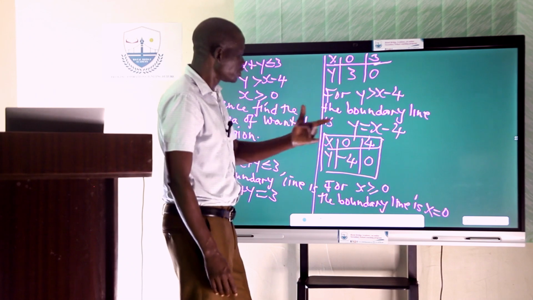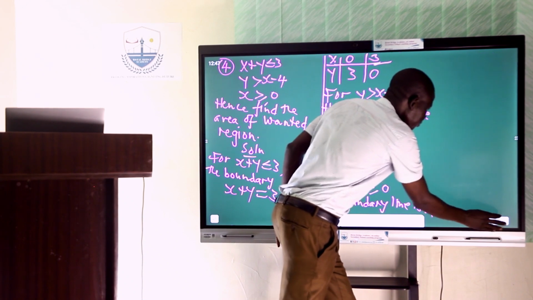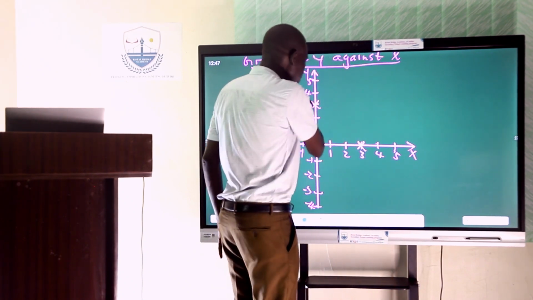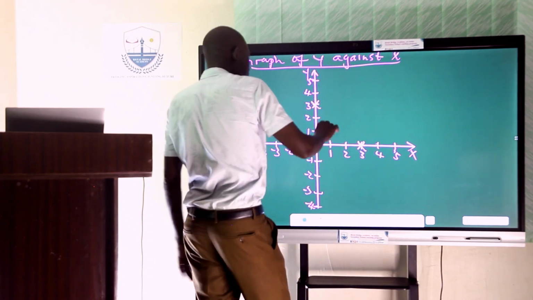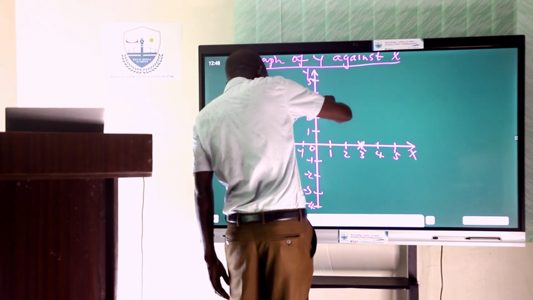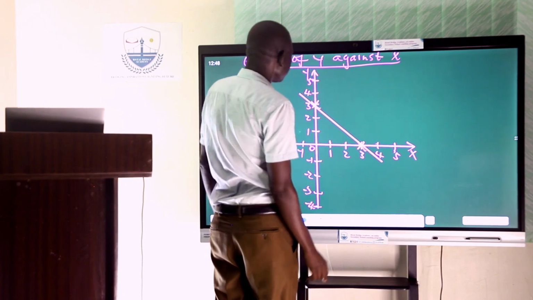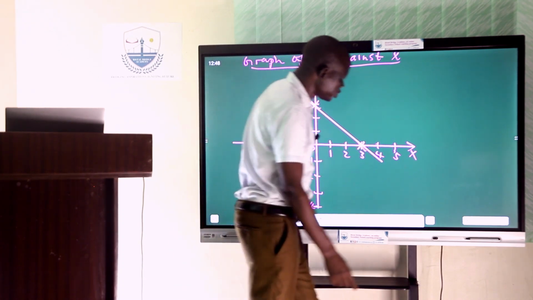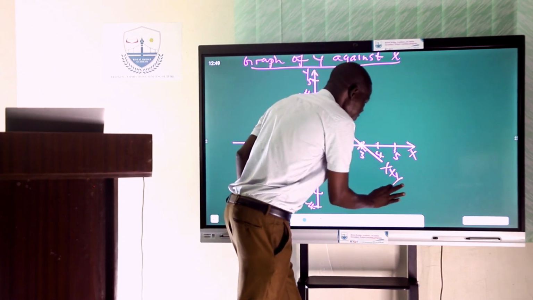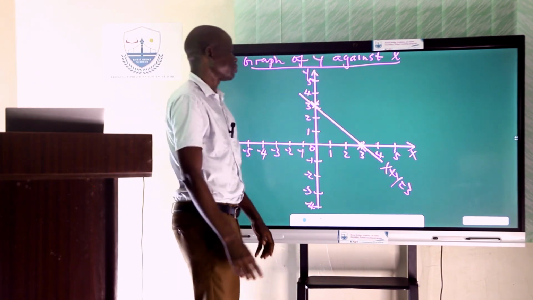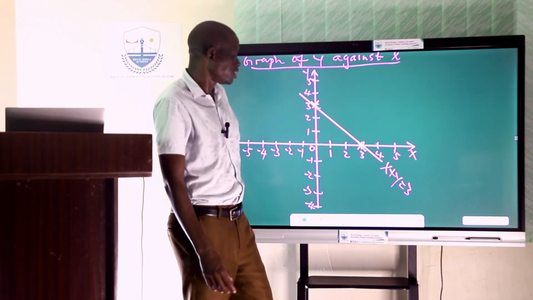So we use a continuous line. We are going to join those points by using a continuous line. Joining this, you shall have the line passing there. Then we label it: x plus y is equal to 3. So we have labeled the equation. Then we go to the next line.